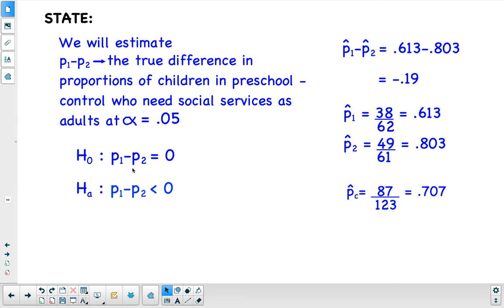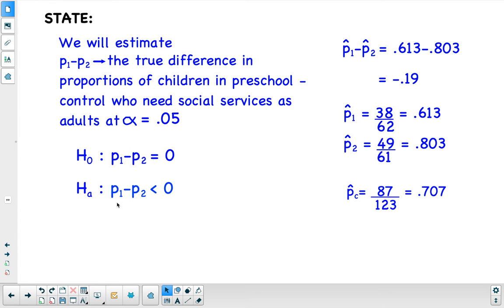Your null is that there's nothing unusual going on, that there's no difference between the proportions from these two populations. So P1 minus P2 is 0, that these would be the same. And then your alternate, we think that P1 would be a higher proportion. That's our alternate hypothesis. We think this would be a bigger number because P1 is, I'm sorry, scratch that.